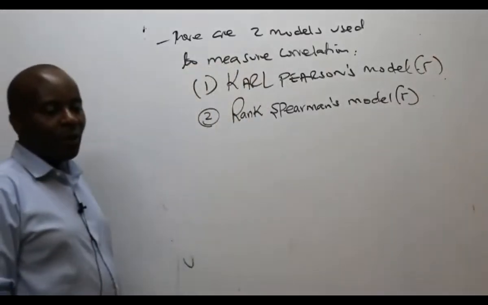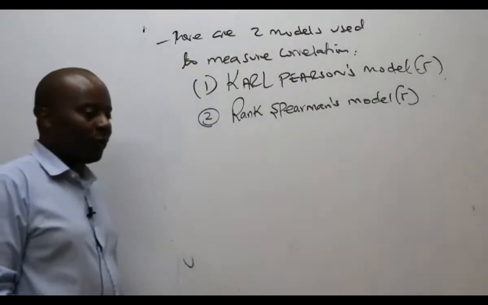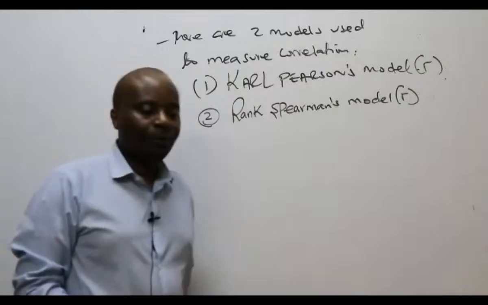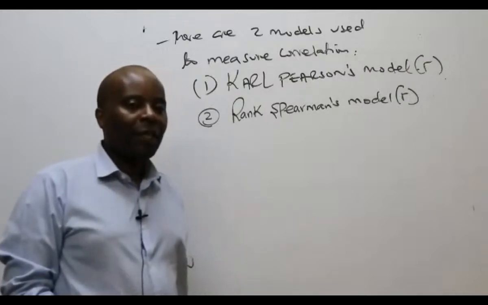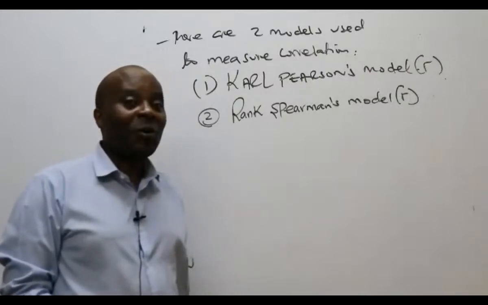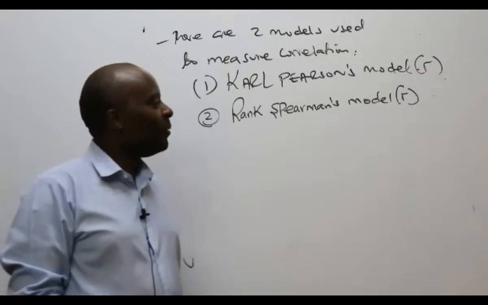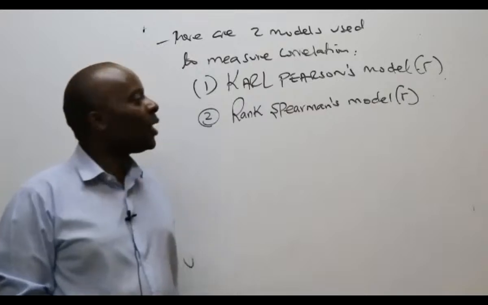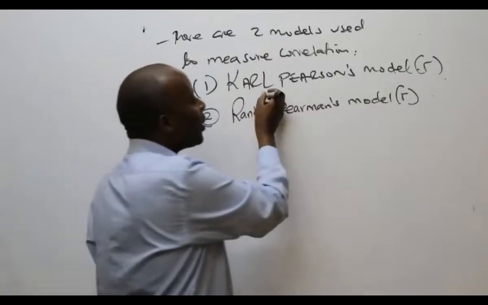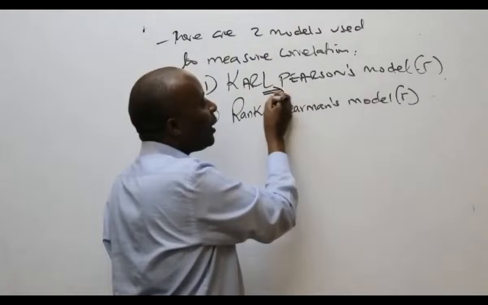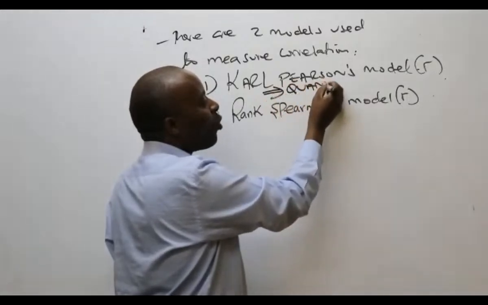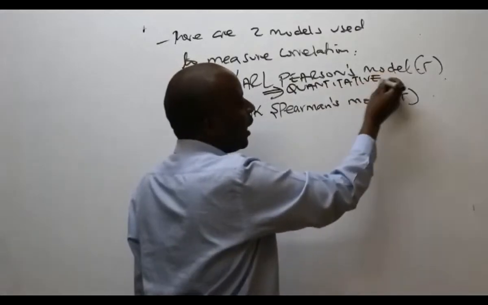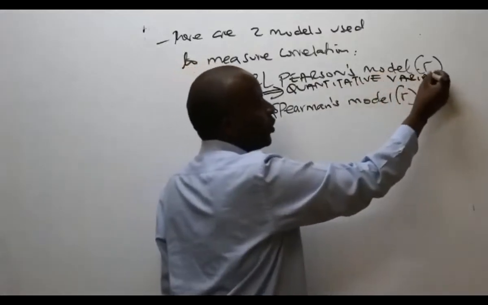Both of them are denoted with what here? With R. Both of them are denoted with R. And if you look at your past papers, in most cases, you'll be told to differentiate between these two correlation measures. Ladies and gentlemen, we normally use Karl Pearson's model whenever the variables that we have are quantitative in nature. Whenever the variables that we have are quantitative.